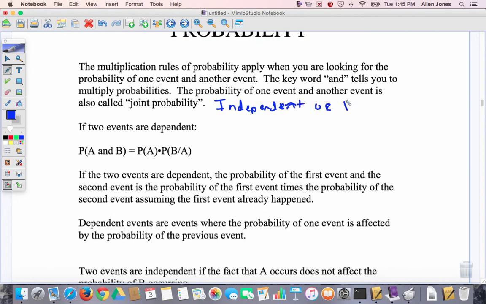or dependent. So if two events are dependent, that means the outcome of one affects the outcome of the next event. We'll use our deck of cards as an example.